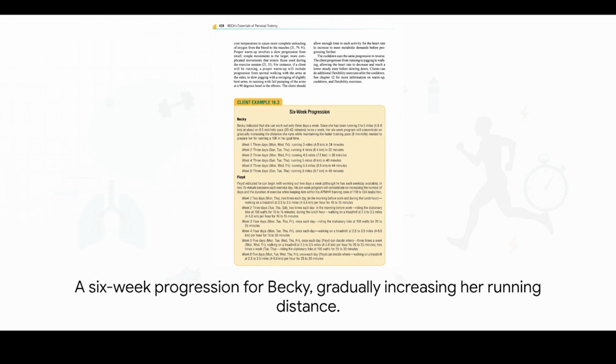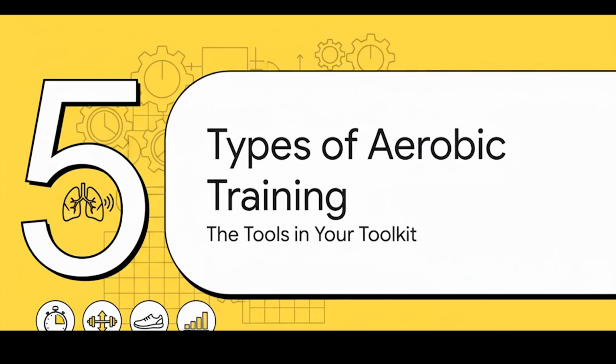Let's look at Becky's plan. This is a perfect example of that 10% rule in action in the real world. You can see how her running distance slowly and steadily climbs each week. It's not a huge jump. This slow, steady, and smart progression is exactly how we're going to get her to that 10K finish line feeling strong and healthy. All right, let's head into our final section.